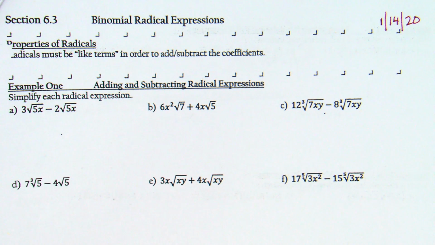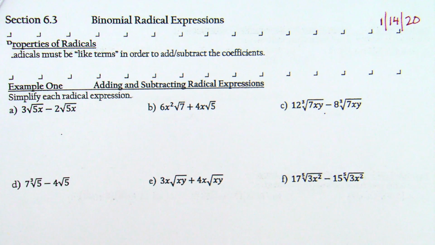As review, notice what it says up there. Radicals must be like terms in order to add or subtract the coefficients. What do you think we mean that radicals must be like terms? They must have the same bases. The squares have to be the same, like square or cube. Or they both have to be cubed or fourth root. So they have to have the same stuff, the same bases.